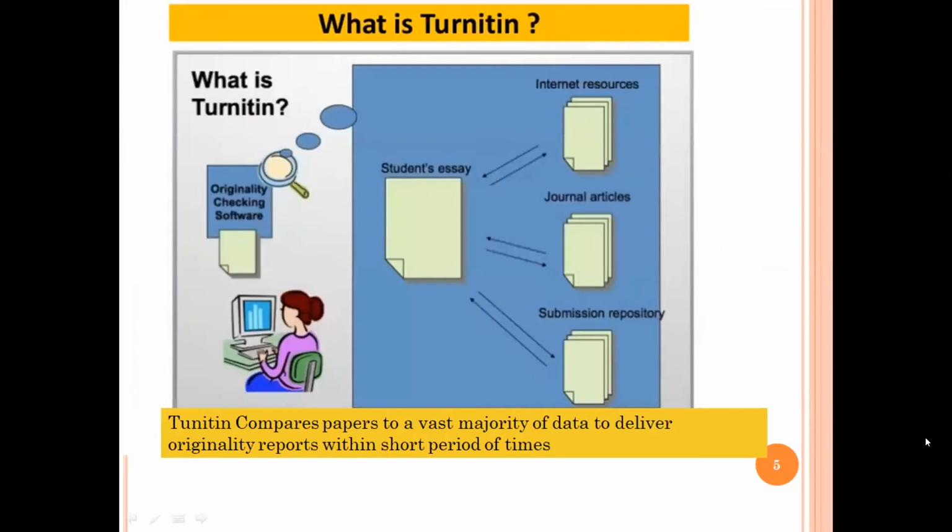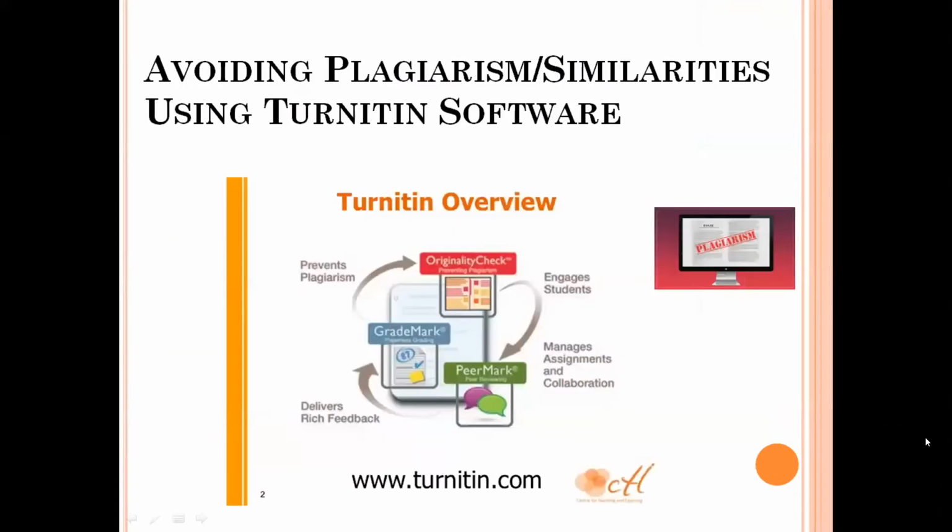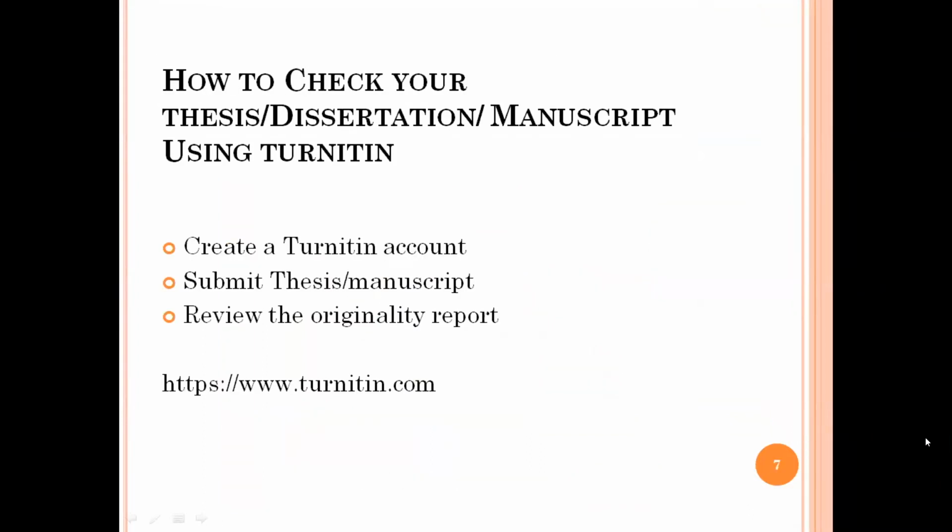The next thing, to avoid plagiarism, is that we can use the Turnitin software, which looks for similarities. It's software which checks against different websites, internet sources, journal articles, or anything e-published that is submitted online. Even any other student's work in the repository, it will check to see how much your work is similar to theirs. That's what Turnitin does. So using Turnitin, we can check similarities or plagiarism. For that, we need to create a Turnitin account, then submit the thesis manuscript. And third, we need to review the originality report. So for that reason, we need to do the Turnitin check.